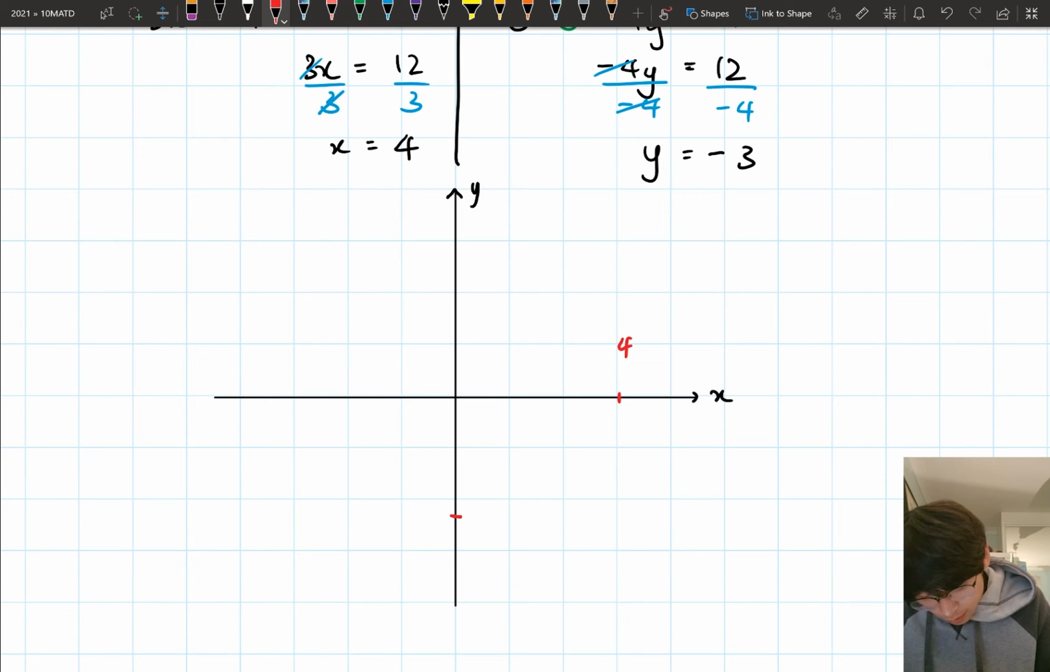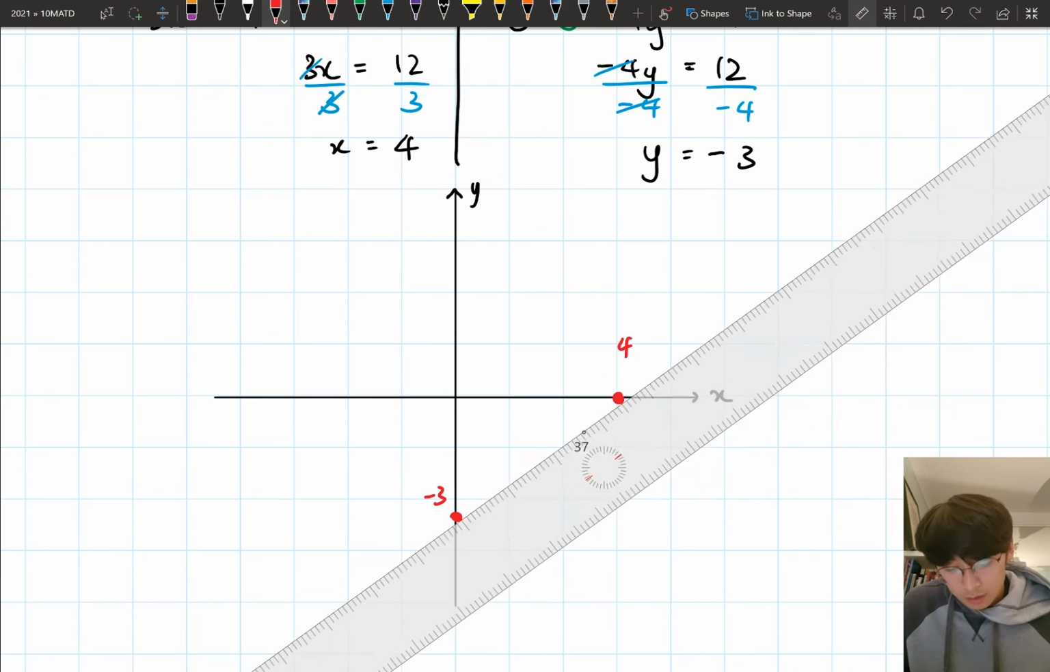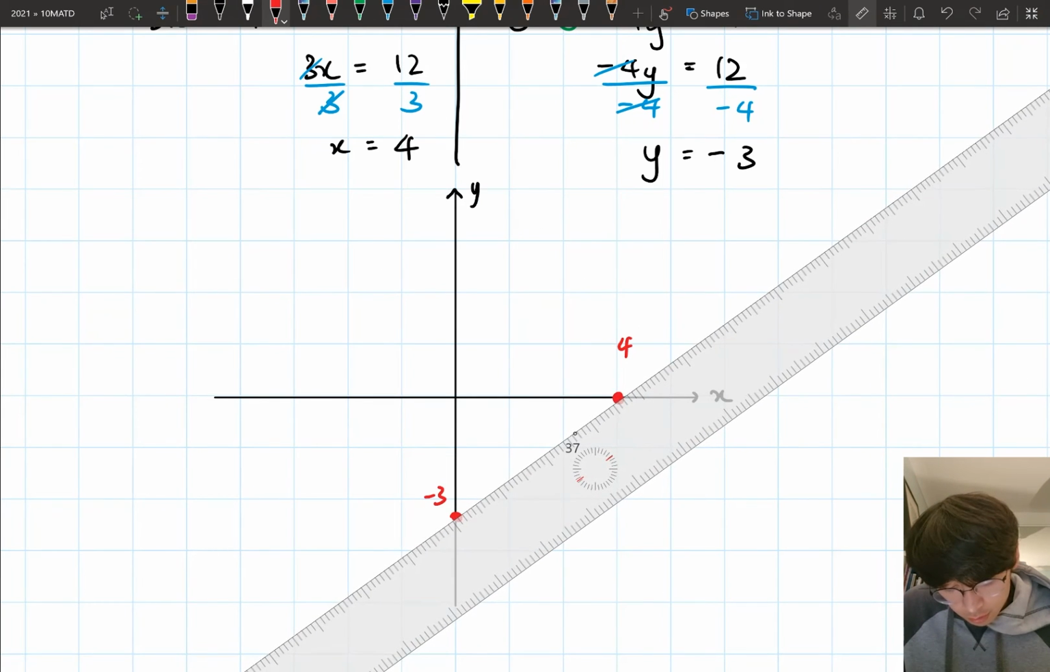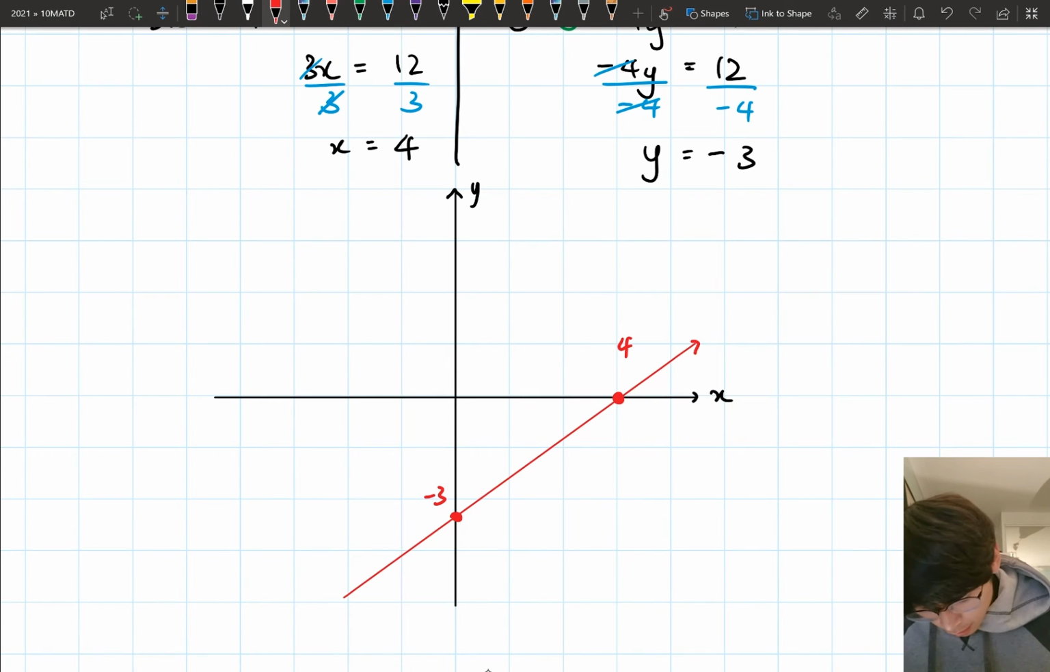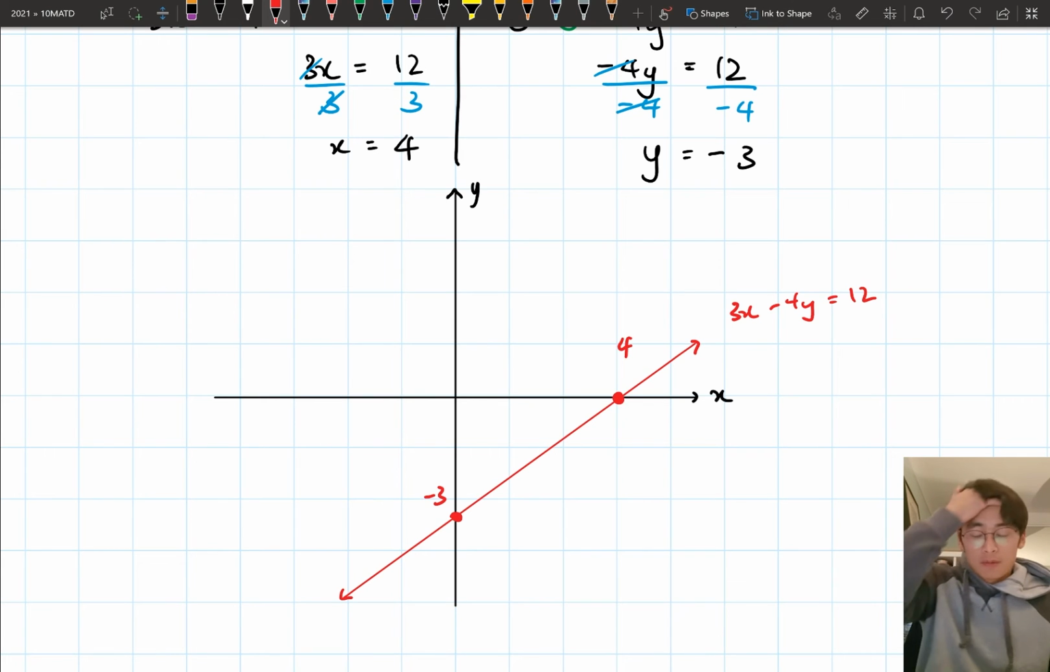Negative 3 is somewhere around here. Okay, so I've put on my two intercepts, and all I need to do now is draw a straight line through them. So here I'm going to draw this straight line through it. And there we go. This is my equation, 3x minus 4y is equal to 12. So that's how I sketch my line on a Cartesian plane.